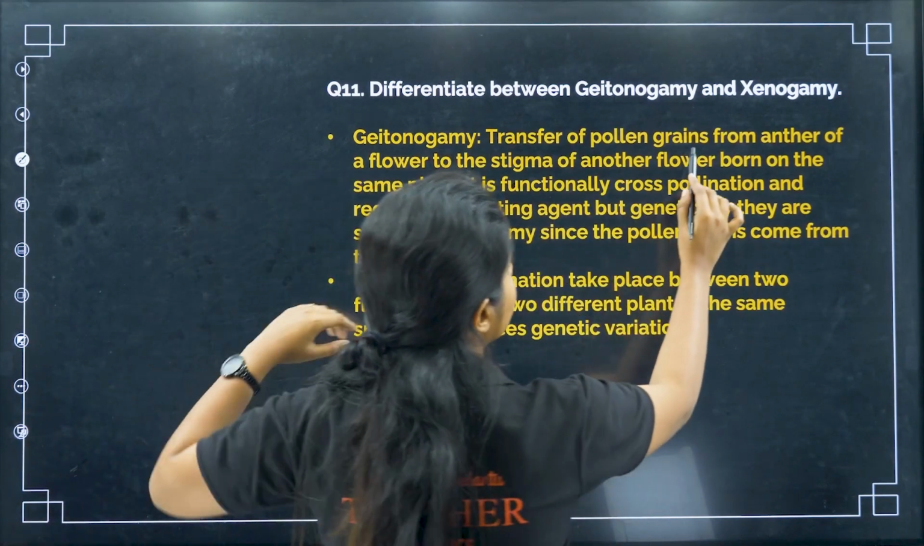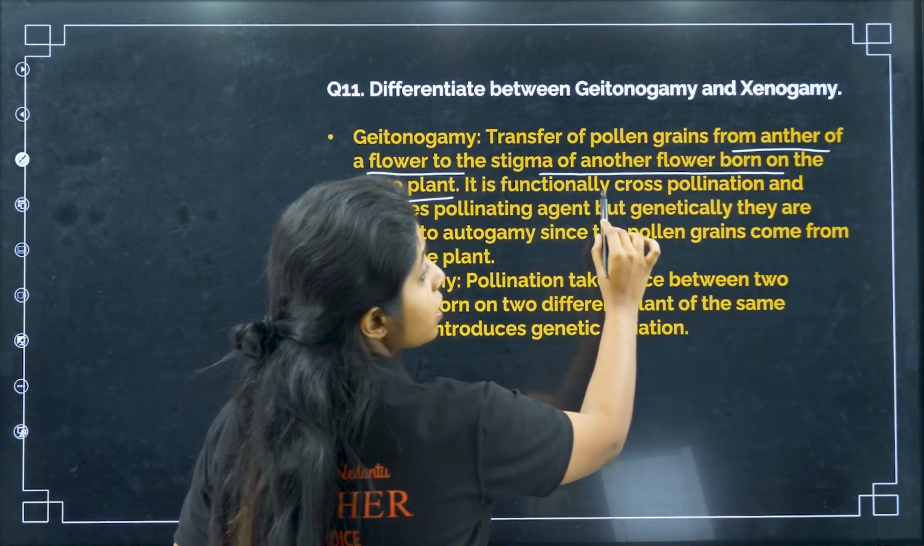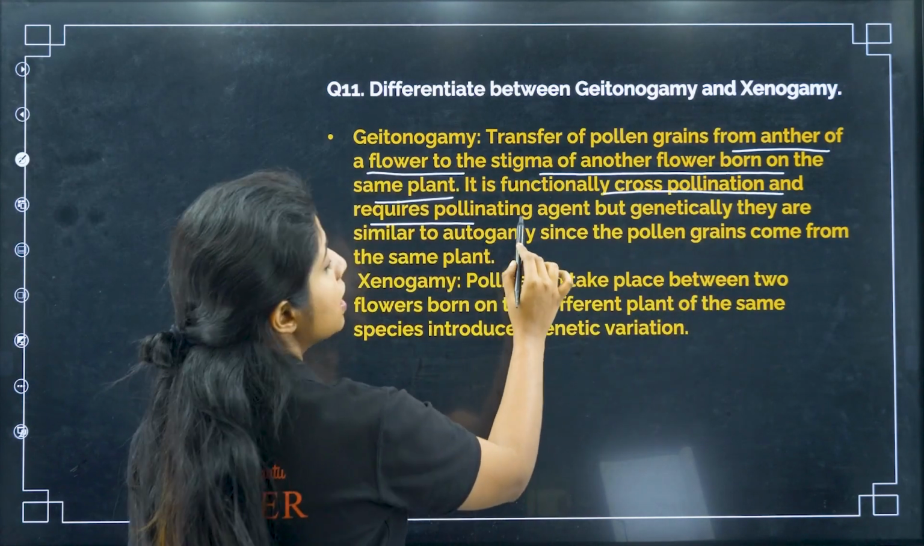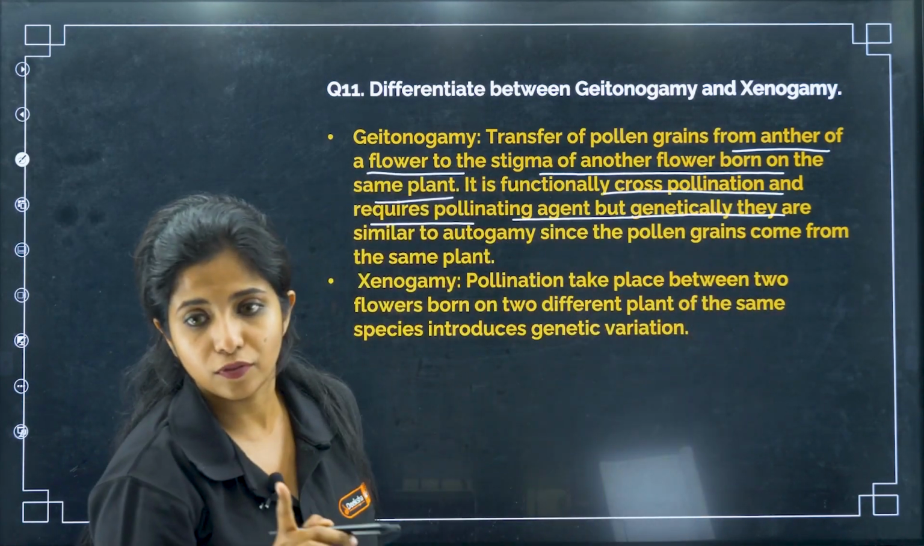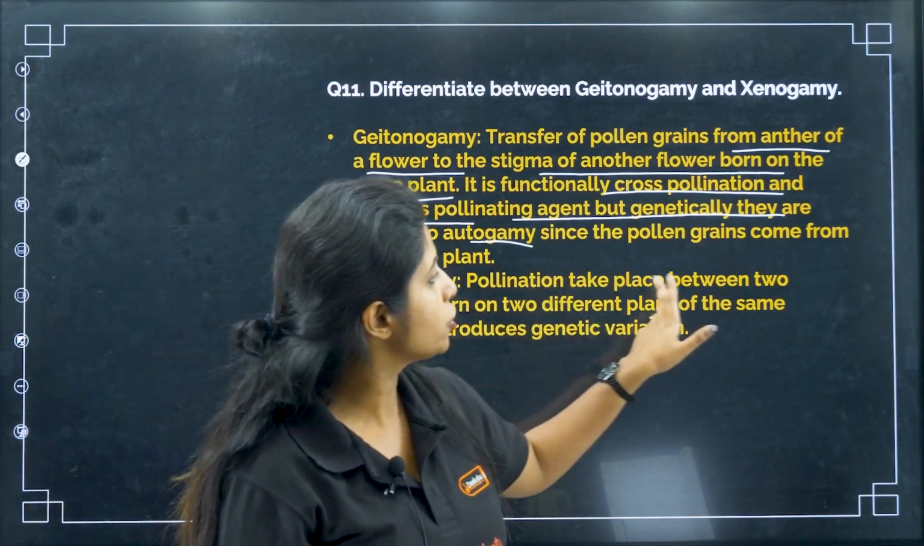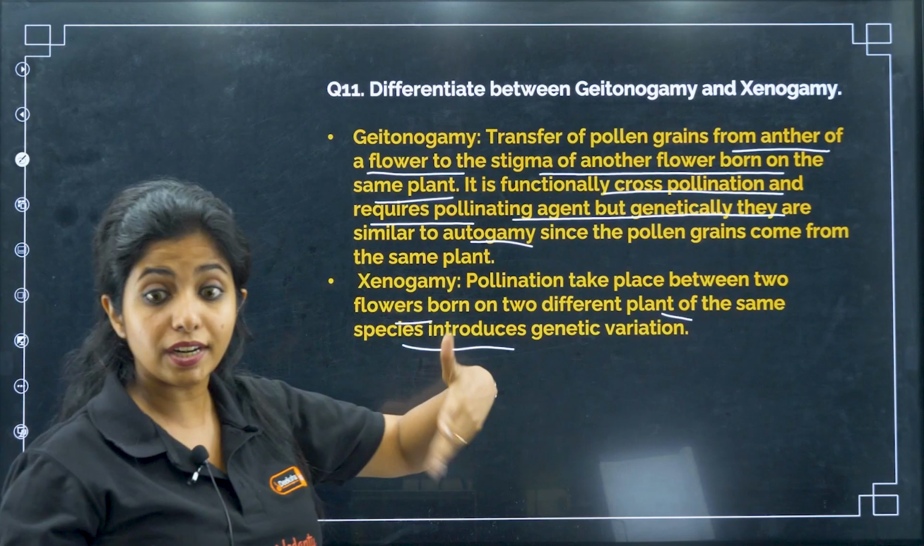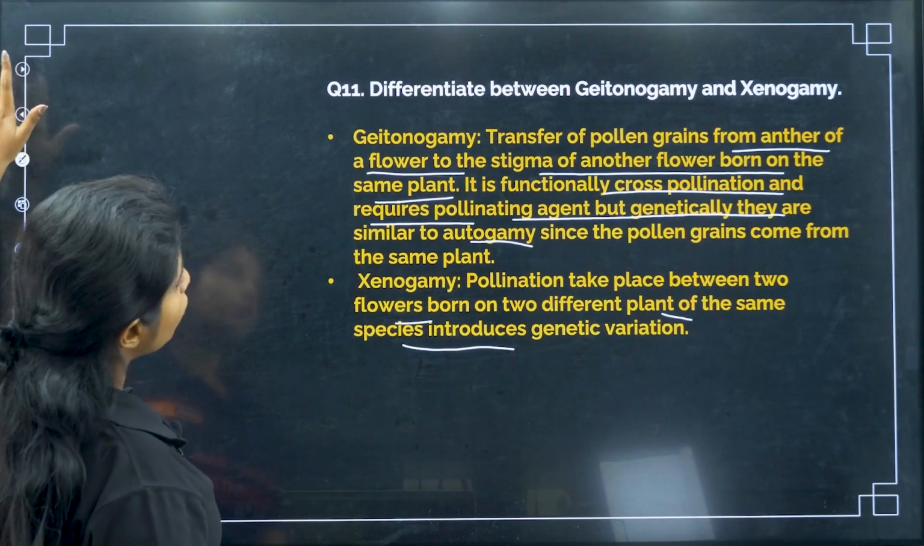So, geitonogamy is the transfer of pollen grains from the anther of a flower to the stigma of another flower borne on the same plant. It is functionally cross-pollination and requires a pollinating agent, but genetically, what? Similar to autogamy. Over here, xenogamy, pollination takes place between 2 flowers borne on different plants of the same species, and introduces what? Genetic variation. So, obviously over here, you will find more genetic variation.